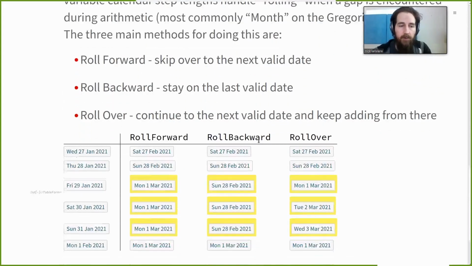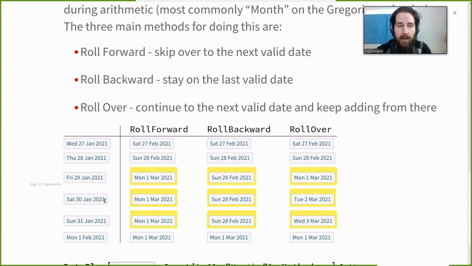So if we take that original problem and say, I have January 30th, I add 1 month. If my rolling method is to roll forward, I go to the next date, which is March 1st. If it's roll backward, I go to the last existing date, which is March 28th. And if I roll over, then I go to the next existing date and continue incrementing from there. So we can see that for this entire 3-day gap, rolling forward, we end up on the same date. Rolling backward, we end up on the same date. Rolling over, we continue to increment, and then we actually reset once we get to the next existing date.